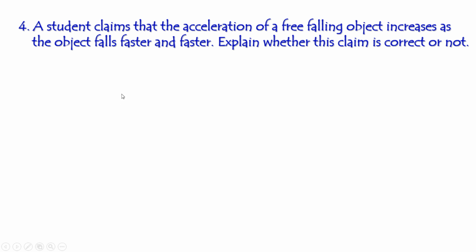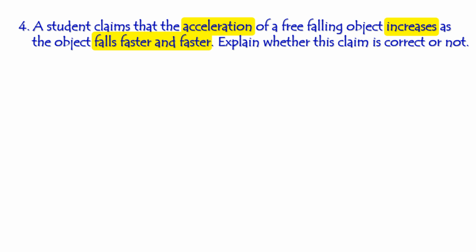And for this one, there are no numbers, no data. You have to explain something. A student claims that the acceleration of a free falling object increases as the object falls faster and faster. Is it the real case? No. Just from the video, we know that every object falls at the same rate, no matter whether it is a light object, a feather, or a heavy object, a bowling ball. They fall at the same rate. And this value is a constant. That means it doesn't change.